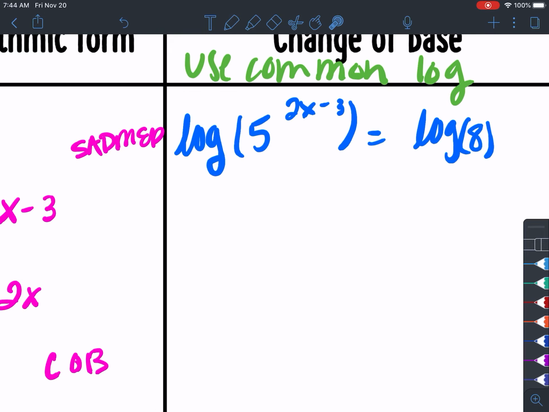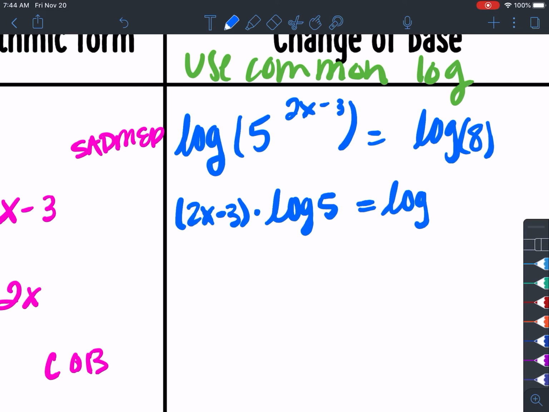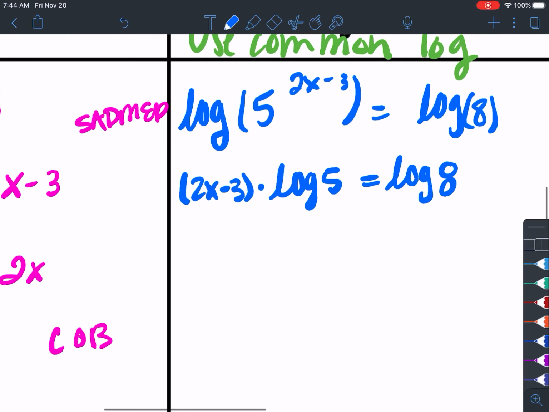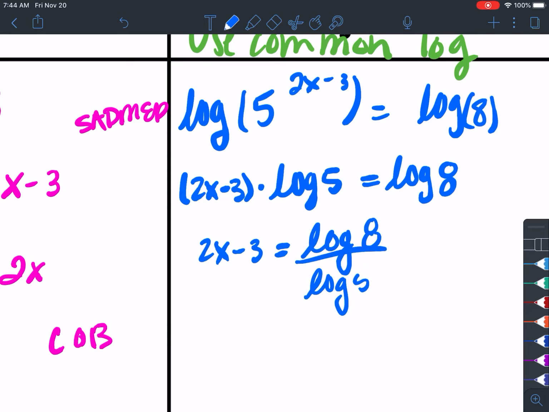Now that I have done this, my properties of logarithms say I can move this as the exponent to make it a coefficient. So that gives me 2x minus 3 times the log of 5 equals the log of 8. In order to get this x by itself, because it's inside the parentheses, I need to get rid of everything that's not inside the parentheses. So I'm going to get rid of this log 5. Because it's multiplied, I'm going to divide it on both sides, giving me 2x minus 3 is equal to the log of 8 over the log of 5.